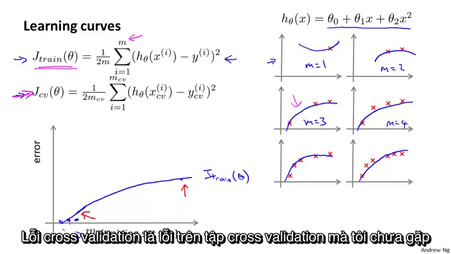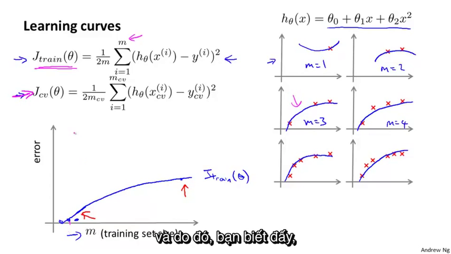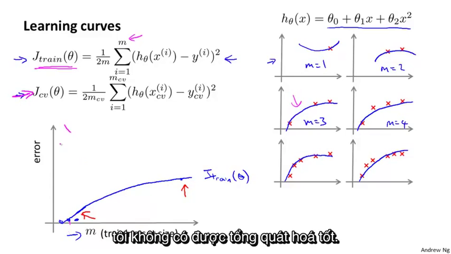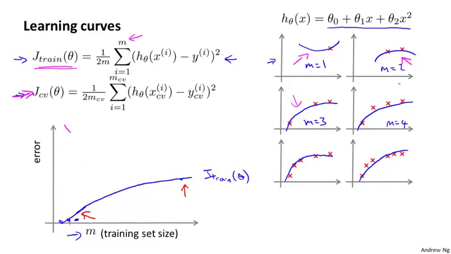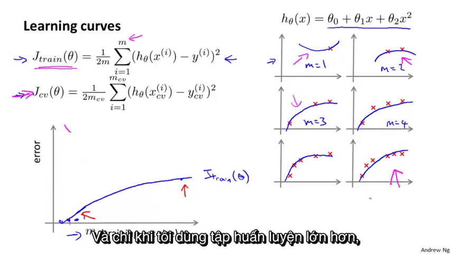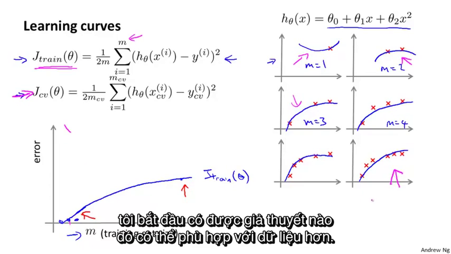Now, how about the cross-validation error? Well, the cross-validation error is my error on this cross-validation set that I haven't seen, and so when I have a very small training set, I'm not going to generalize well. I'm just not going to do well on that. So this hypothesis here doesn't look like such a good one.